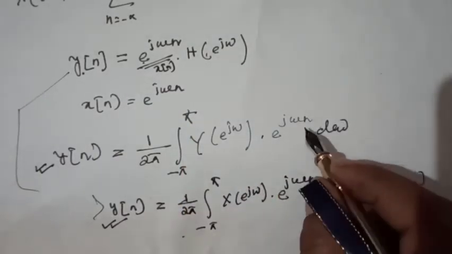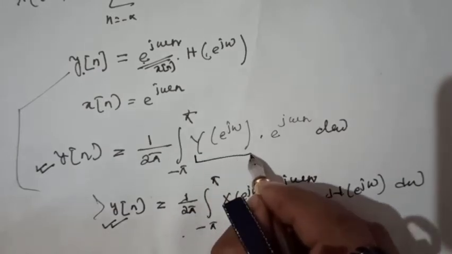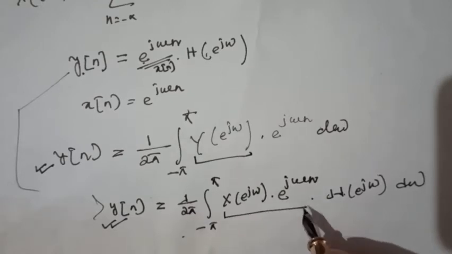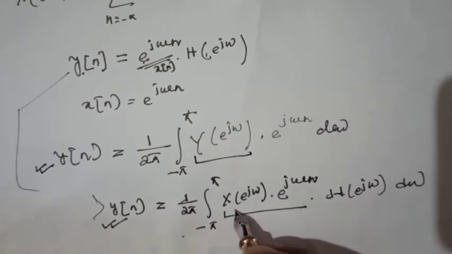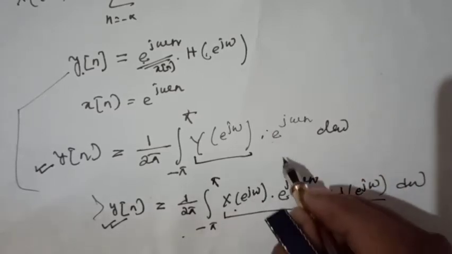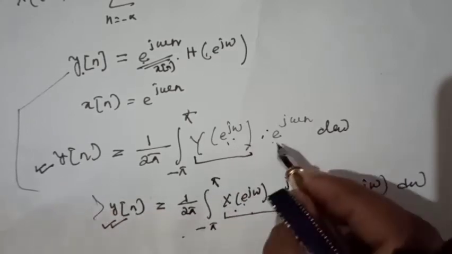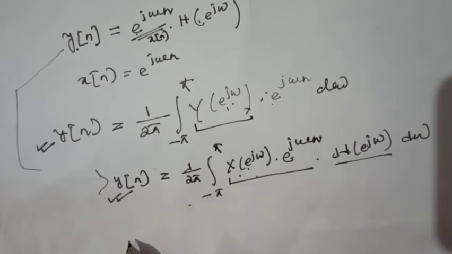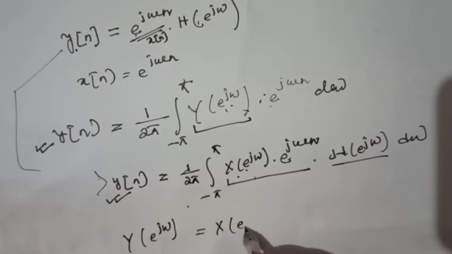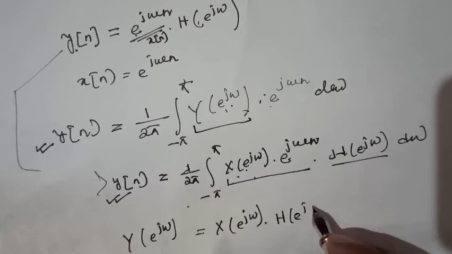Now compare these two. What is there instead of Y of e to the power j omega? Instead of Y of e to the power j omega, it is your X of e to the power j omega into H of e to the power j omega. Because both are y of n, if we compare both these equations, we find Y of e to the power j omega is equal to X of e to the power j omega into H of e to the power j omega.